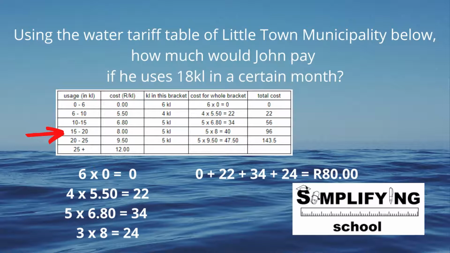Now in the fourth bracket he doesn't use everything, he only uses 3 kiloliters there, so he's going to use 3 at 8 rand per kiloliter, so that would be 24 rand. Now we need to add all these up. 0 for the first bracket, plus 22 for the second bracket, plus 34 for the third bracket, and then 24 for our last bracket. So in total John paid 80 rand for the 18 kiloliters he used.